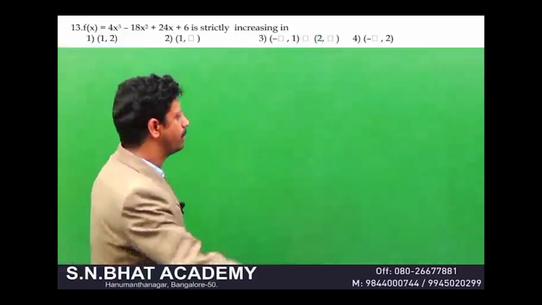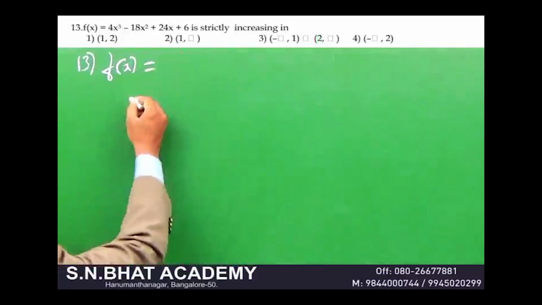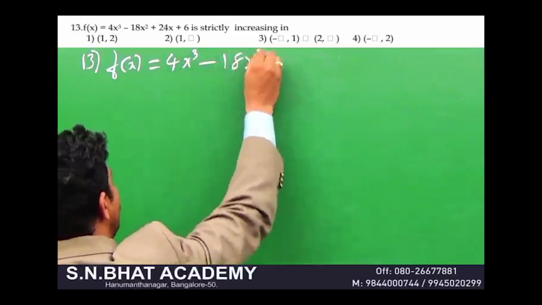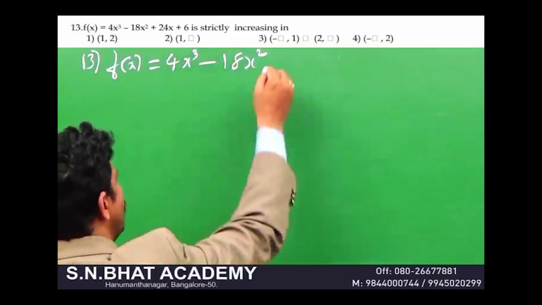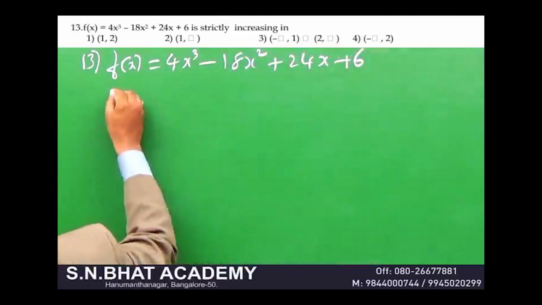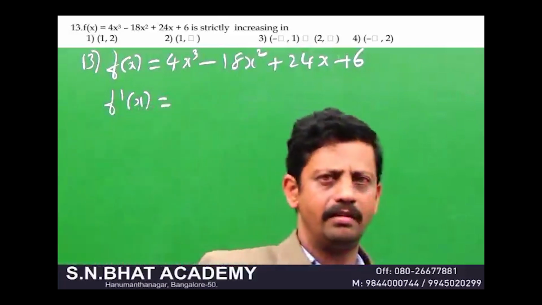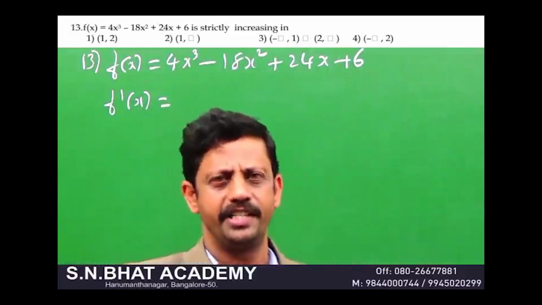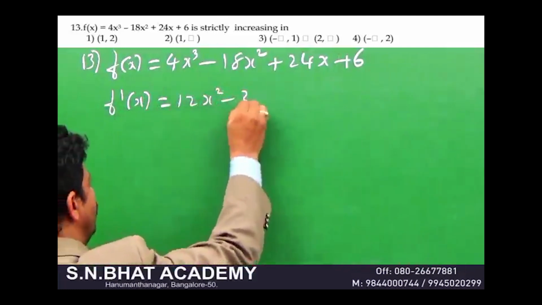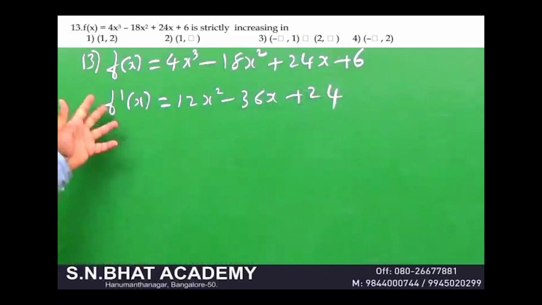Next is problem number 13. f of x is given, it is 4x cube minus 18x square plus 24x plus 6. In this problem we have to find the interval where f of x is strictly increasing. So for that we have to find f dash x. So it is 12x square minus 36x plus 24. This is the derivative of f.